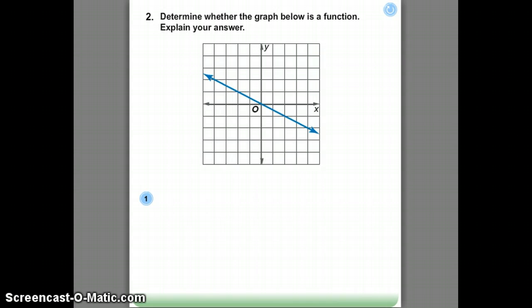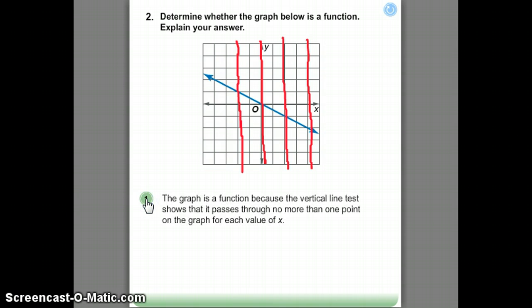Okay, let's look at a graph. If I wanted to determine whether a graph is a function, I simply have to do the vertical line test. And the vertical line test means that at any point on this line, if I were to draw a completely vertical line, now vertical means it goes completely up and down, forms a right angle with the bottom of the graph, anywhere on this graph that I draw a vertical line, I'm only going to hit the graph, which is the blue line, only once. Therefore, I know that this is a function because it passes the vertical line test.